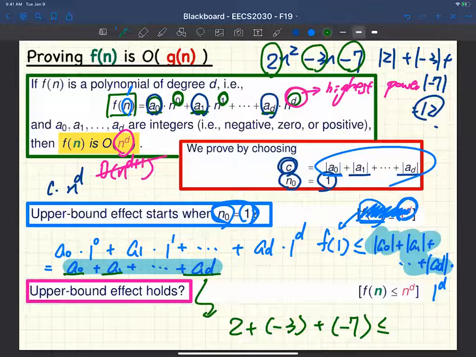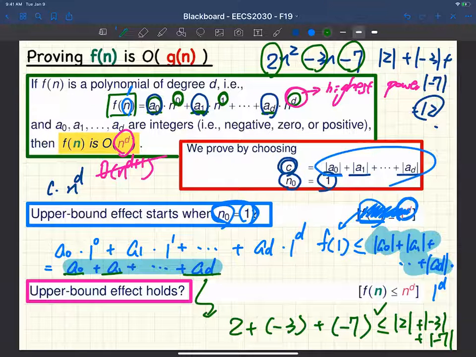So that will be less than or equal to the absolute value of 2 plus the absolute value of minus 3 plus the absolute value of minus 7. It will be, right? So that's check. Okay? So that case there can be easily proved. Basically, we want to show that the upper bound holds right from n equal to 1. Okay? That's the case. And then the second one, I'll refer you to the slides.